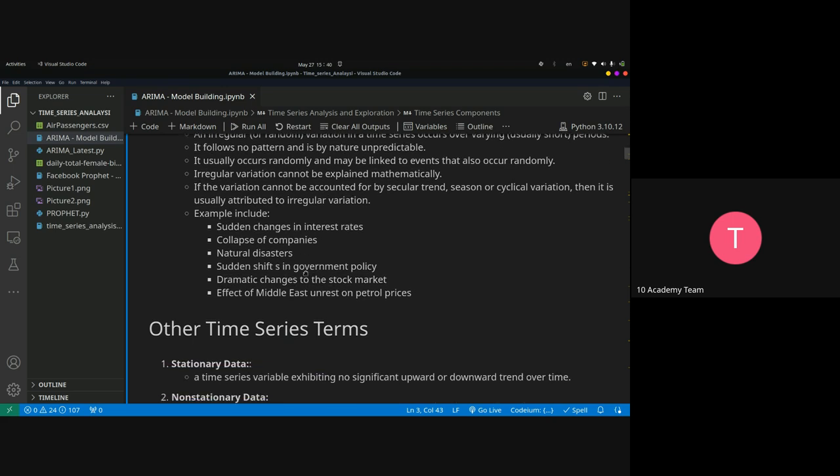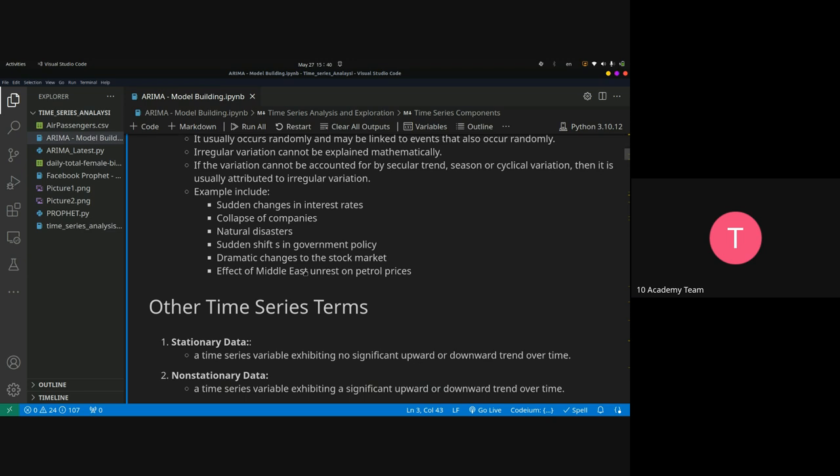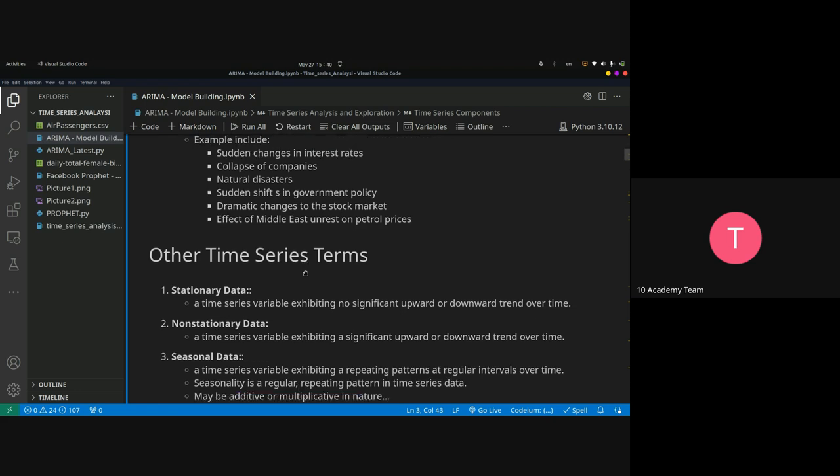There are some examples that you can look at. The other time series terms that we need to know are stationary and non-stationary. To model or forecast a time series, we usually need the data to be stationary. So what does that mean? It means the time series exhibits no significant upward or downward trend over time, right? Which means that the mean and the standard deviation have to be constant, right? So in that case, we say that the data is stationary. Otherwise, it's non-stationary. That means it exhibits a significant upward or downward trend over time.